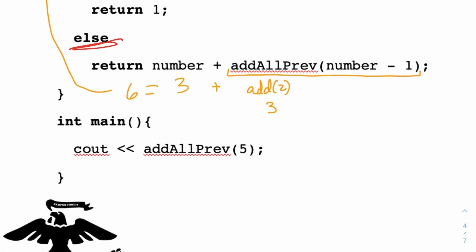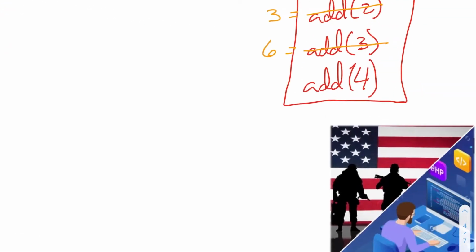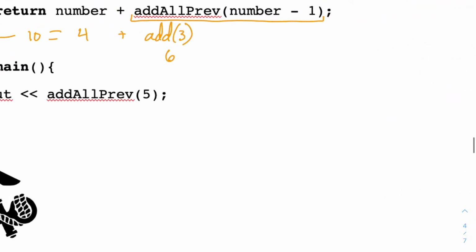So now we're back here, and we know that we are now on the value of 4. So we're on 4 plus add of 3. We know add of 3 gives us the value of 6. So we have 6 plus 4 gives us 10. Now we're returning 10. So we pop the 4 off the stack, gives us the value of 10.